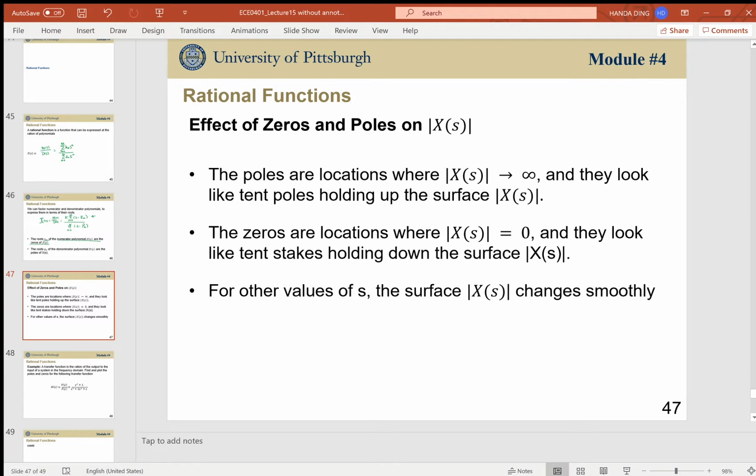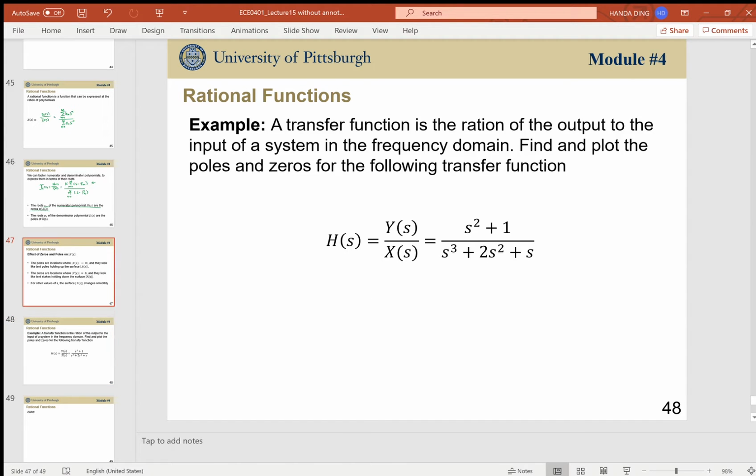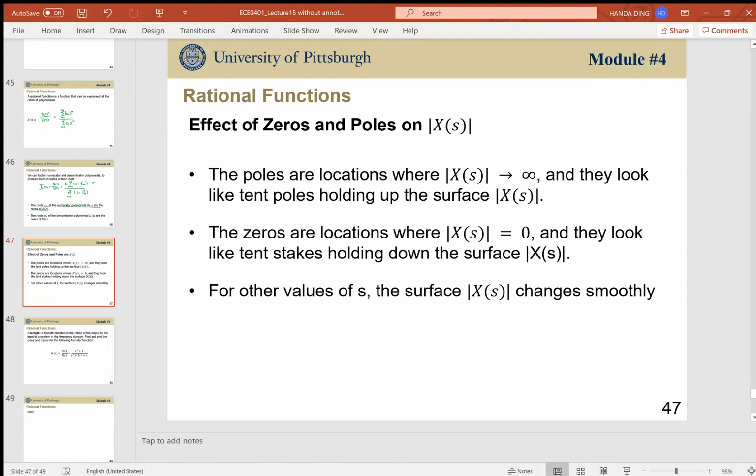What poles can do is they look like a tent pole holding up the surface. Unfortunately, I don't have a MATLAB graph for describing this tent pole. I'll maybe try next lecture. For the zero, it's like tent sticks, right? You have to visualize what that looks like. For any other value of your s, the surface of your Laplace transform will just change smoothly.